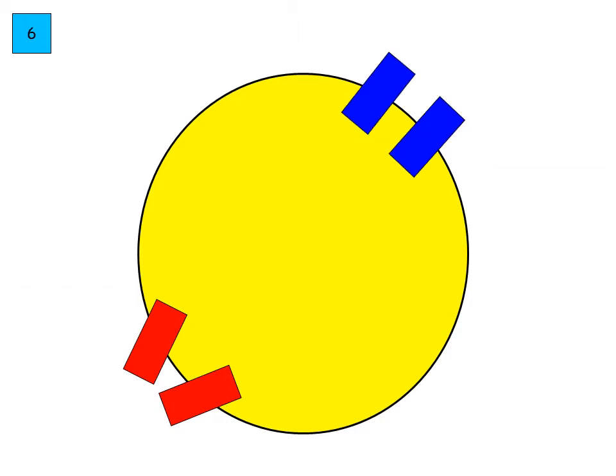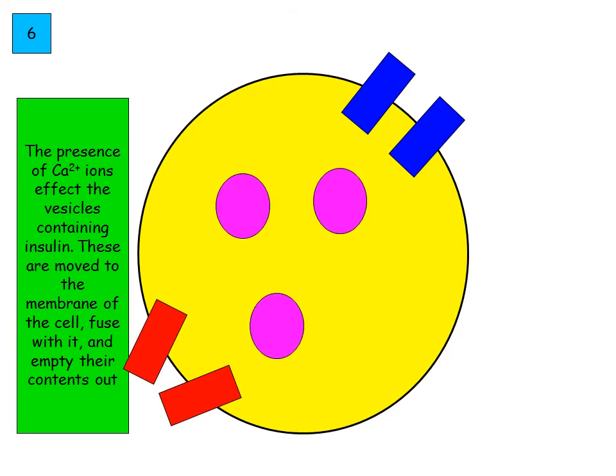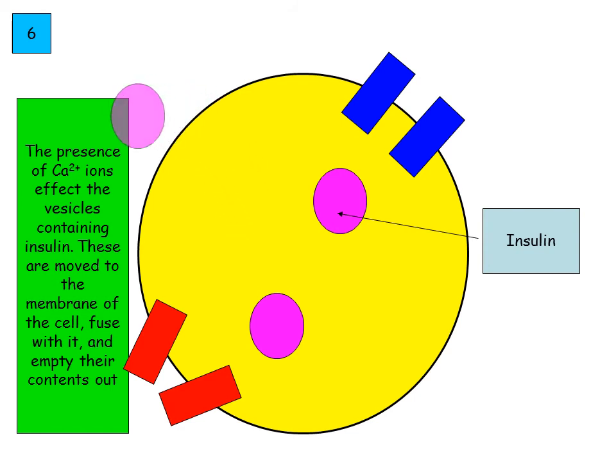The presence of calcium ions in the cell triggers the vesicles of insulin to move towards the membrane, fuse with it, and release the contents, the insulin molecules, into the bloodstream via the process of exocytosis.